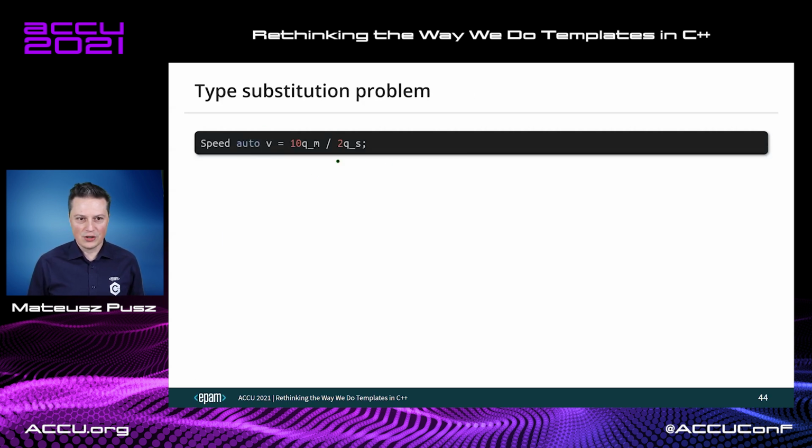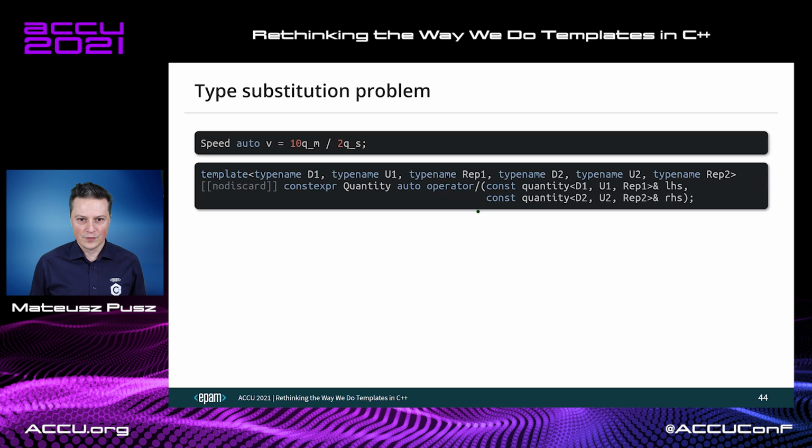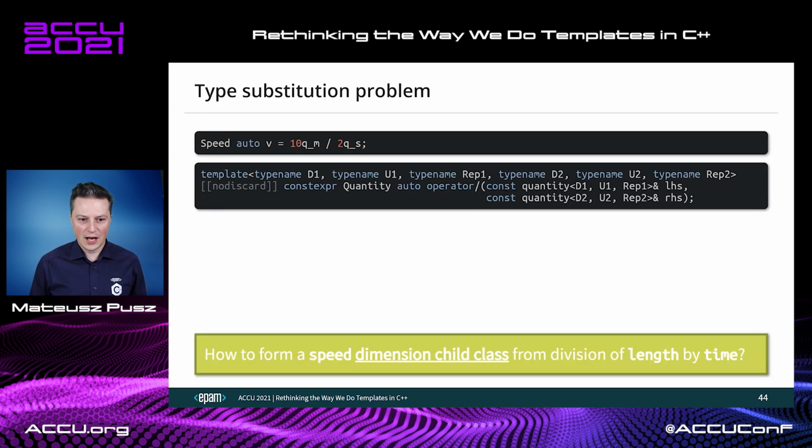Just to make it more clear on this slide, you have division of length, time, you want to get speed. This is an operator. And how to form a speed dimension having those two quantities of different dimensions?